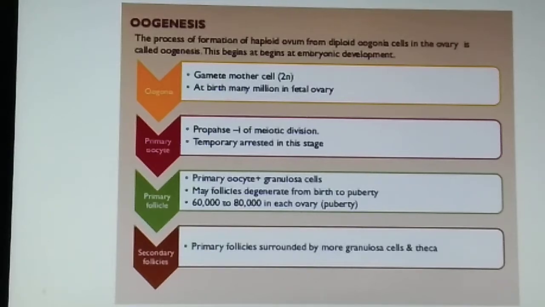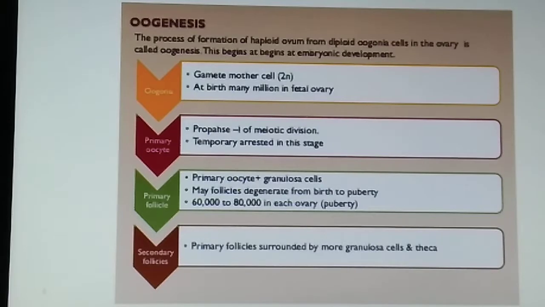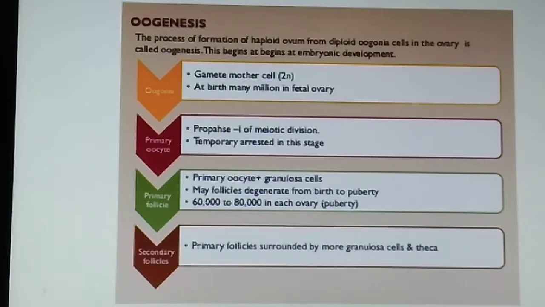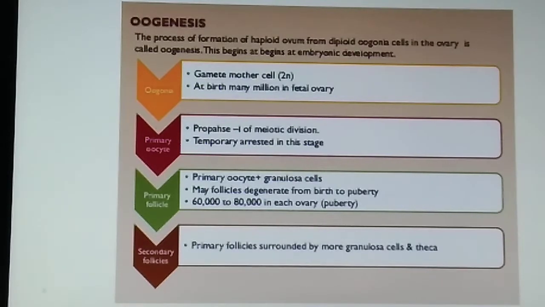Students, today in this module we'll be studying the process of oogenesis. Now what is oogenesis? It is the process of formation of haploid ovum from diploid oogonia cells in the ovary, and that is termed oogenesis. Now you can see here, students, I have made this flow chart in order to clarify this concept to you in a better way.